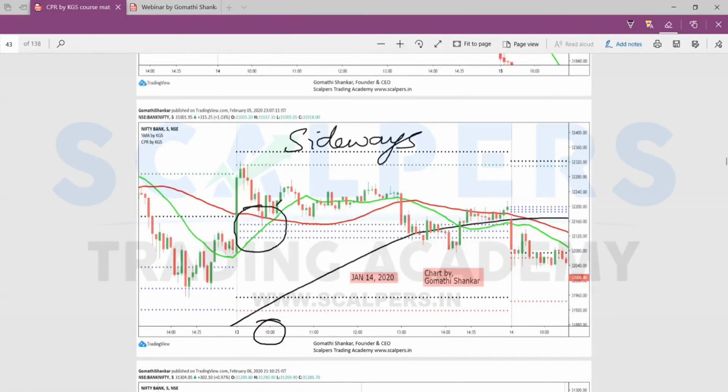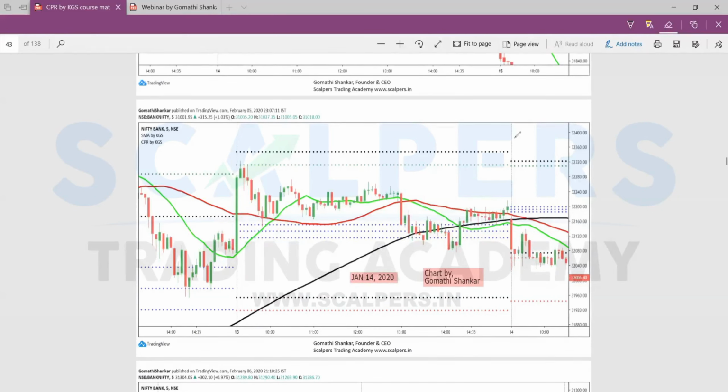If you want, you can do option selling, but I cannot tell how to do option selling. I don't know option selling. I don't do option selling. If you want to do option selling in a sideways market, definitely you can do it because the trend is known to you. Clear? This is how we identify a sideways market and this is how we identify a trending market.